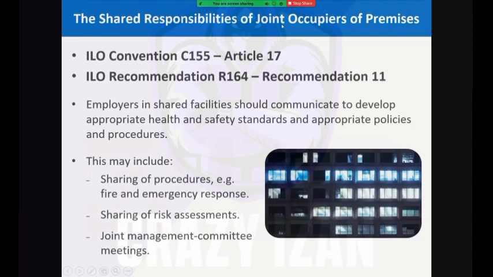Then we have shared responsibilities of joint occupiers of the premises. So basically ILO Convention C-155, Article 17, and ILO Recommendation R-164, Recommendation 11. These basically set responsibilities for joint occupiers of premises. Employees in shared facilities should communicate to develop appropriate health and safety standards and appropriate policies and procedures. This may include sharing of procedures, for example, fire and emergency response, sharing of risk assessments, and joint management committee meetings. So if more than one party stays in a building, they should coordinate with each other to protect their workers.